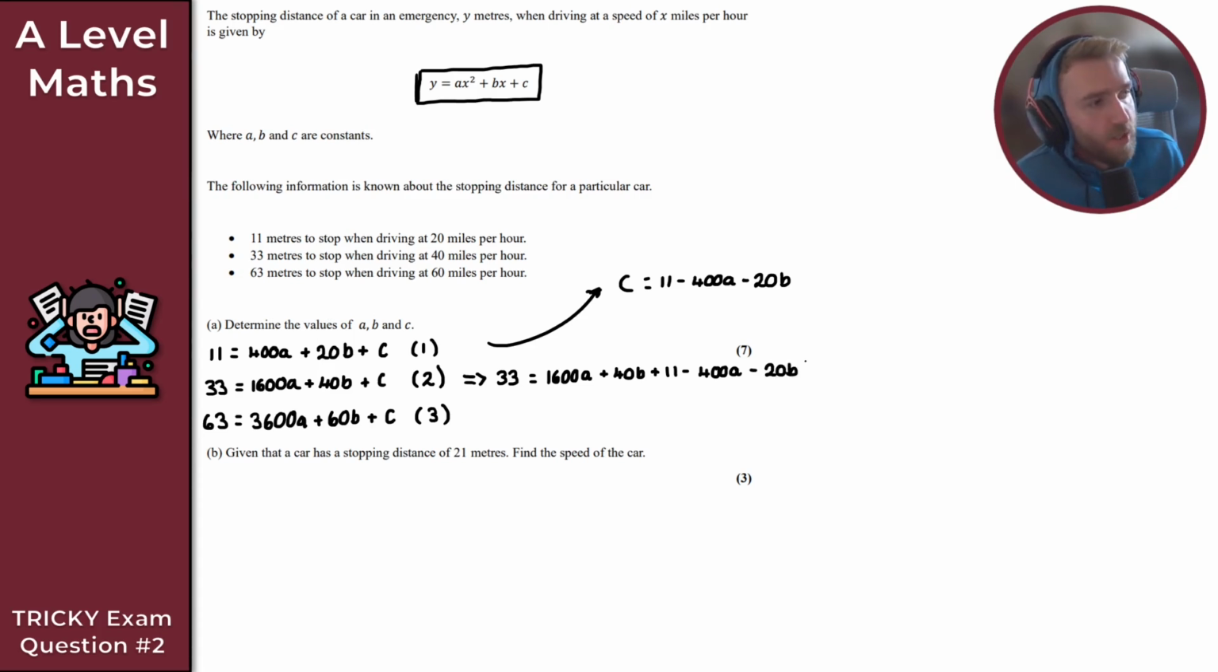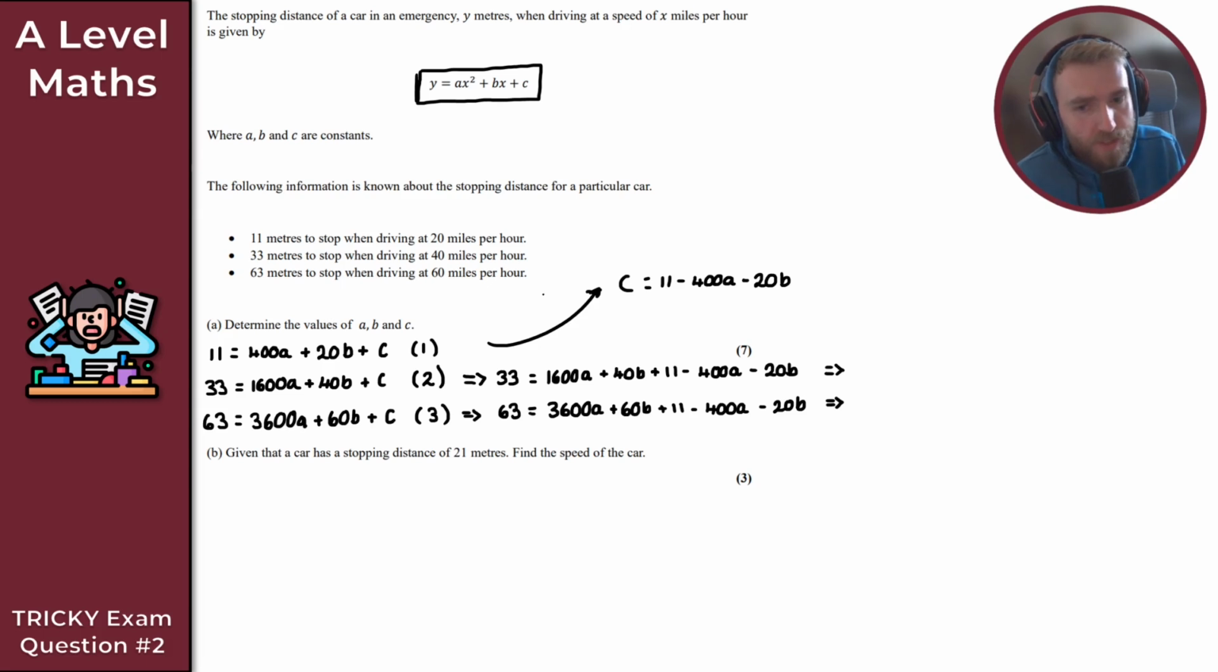Okay, so that's equation 2. Now, clearly we can simplify that. We'll come back to that in a moment. And then for equation 3 here, let's just do the same. So we get 63 is equal to 3600a plus 60b plus c, where again, c is 11 minus 400a minus 20b. Okay, so plus 11 minus 400a minus 20b. Okay, so let's just simplify equation 2 and equation 3 here.